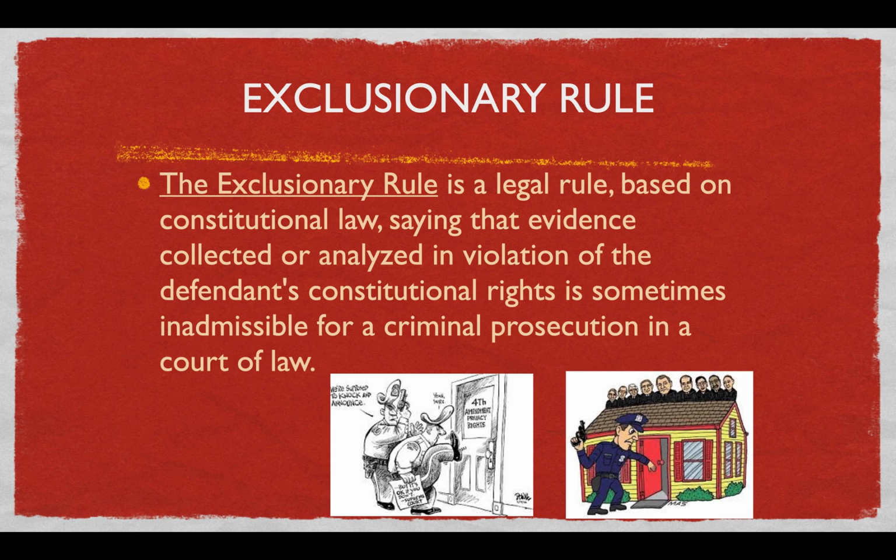Okay, so it's not actually written in the Bill of Rights, but it's interpreted to be there as a civil liberty. If it's in the Bill of Rights, it's a civil liberty. The exclusionary rule is a legal rule based on constitutional law, saying that evidence collected or analyzed in violation of the defendant's constitutional rights is sometimes inadmissible for a criminal prosecution in a court of law. Okay, so if evidence is obtained unconstitutionally, according to the Supreme Court, it's inadmissible, which means it cannot be used for criminal prosecution.